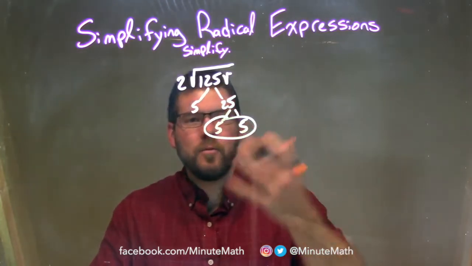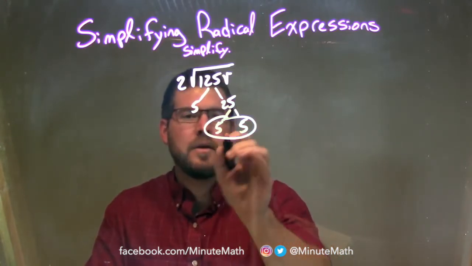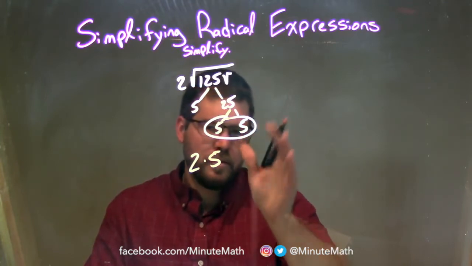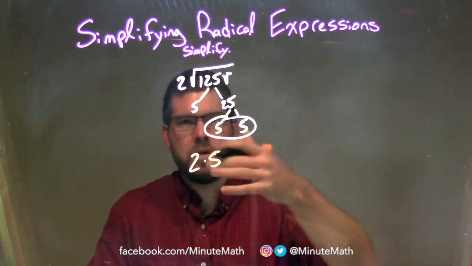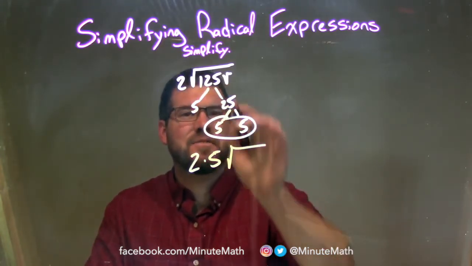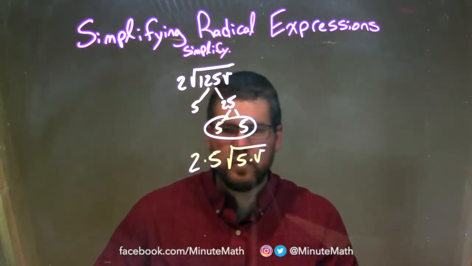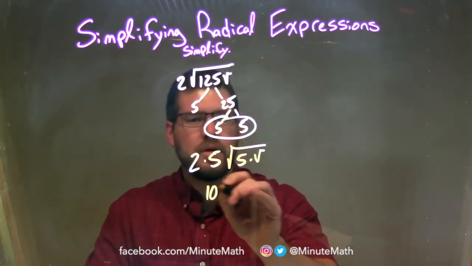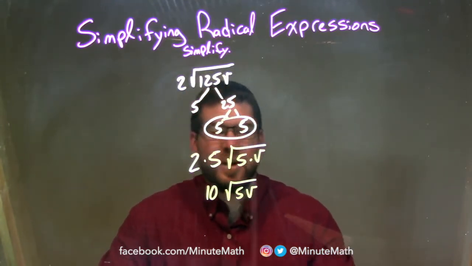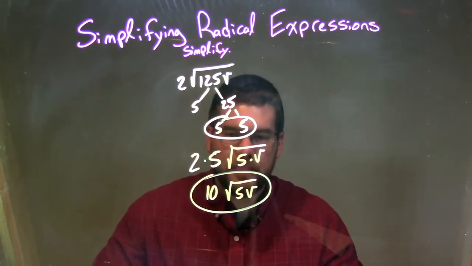So now when I rewrite this, I'm going to put all the pairs on the outside with the 2. There's only one pair of 5's. So we have 2 times one of the 5's to represent a pair. So a pair on the inside is a single on the outside, times the square root of what's left on the inside, which is just 5 times v. Okay? So now let's simplify this. 2 times 5 is 10. Pretty simple. Then 5 times v can be written as 5v. And so now our final answer is 10 times the square root of 5v.